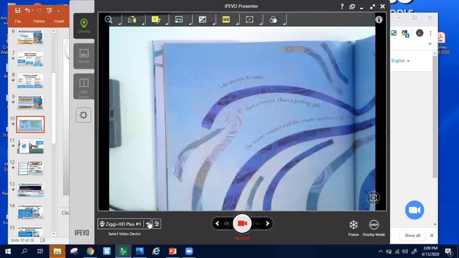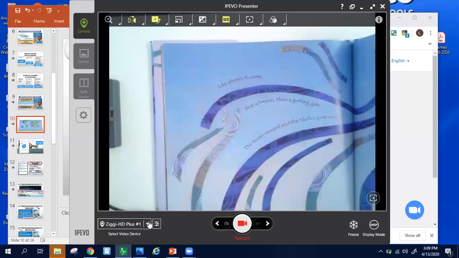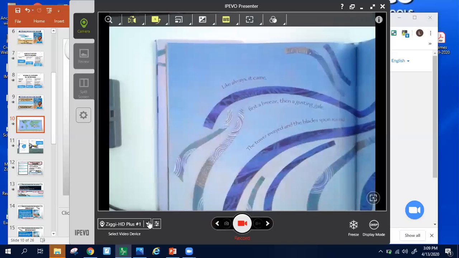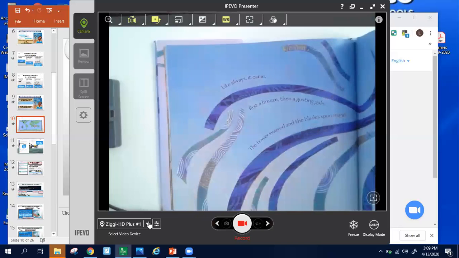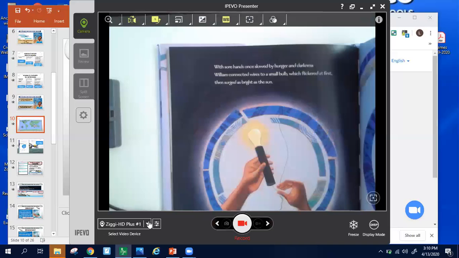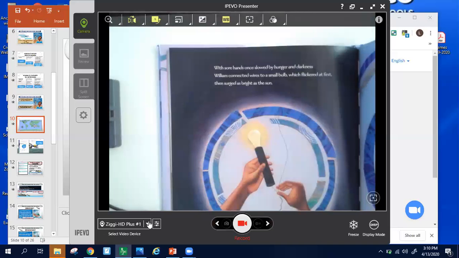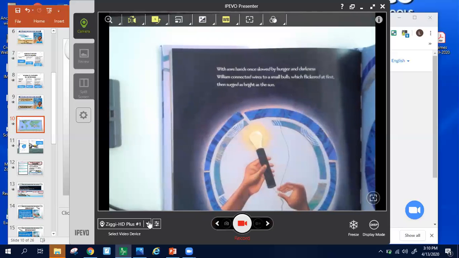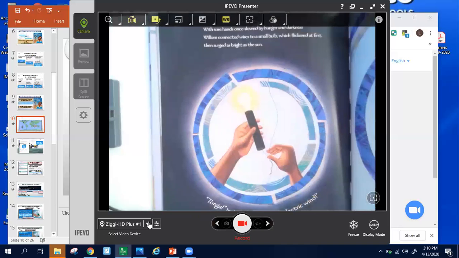It says, "Like always it came, first a breeze, then a gusting gale. The tower swayed and the blades spun round. The wind came." With sore hands, once slowed by hunger and darkness, William connected wires to a small bulb, which flickered at first, then surged as bright as the sun. "Tonga," he shouted, "I have made electric wind."